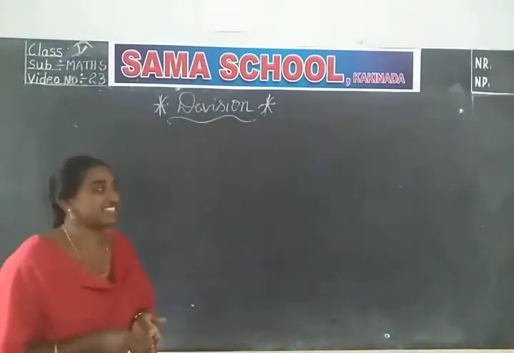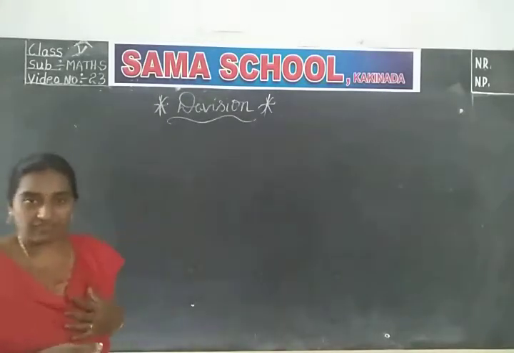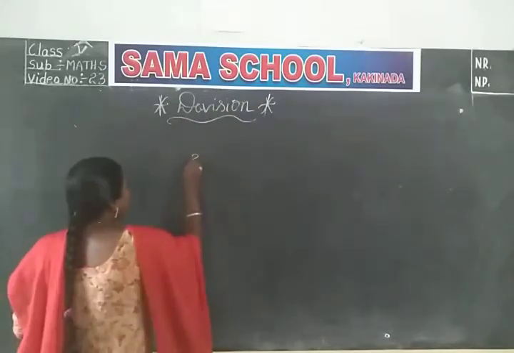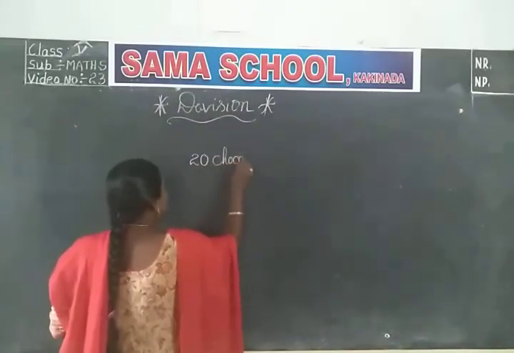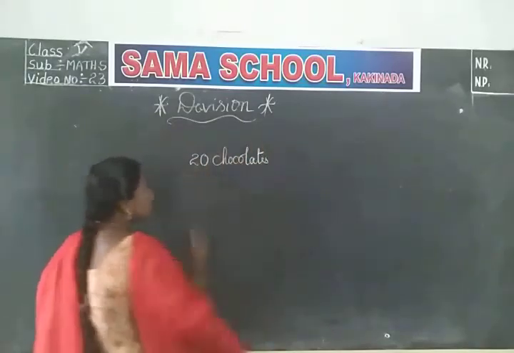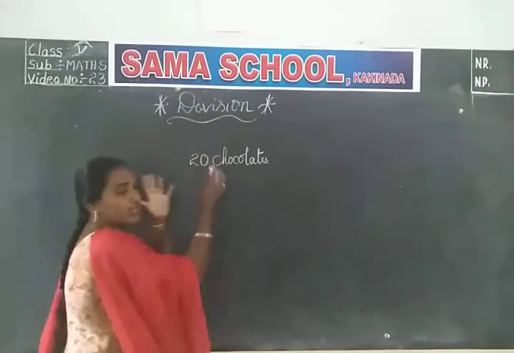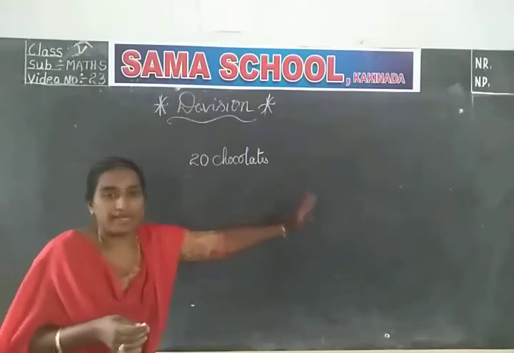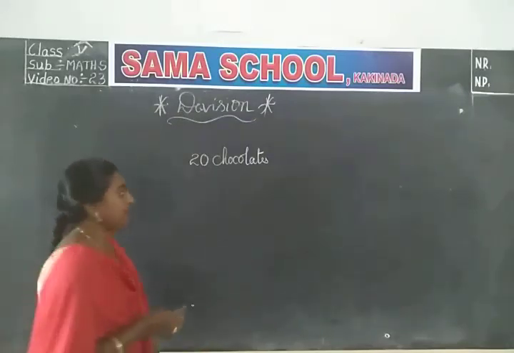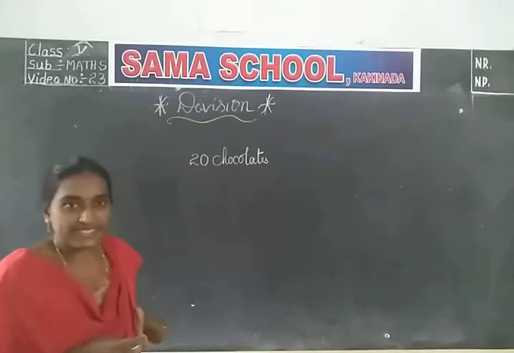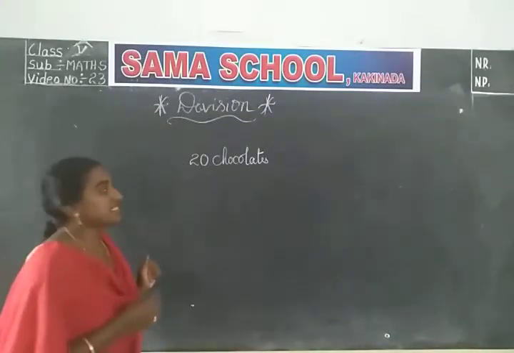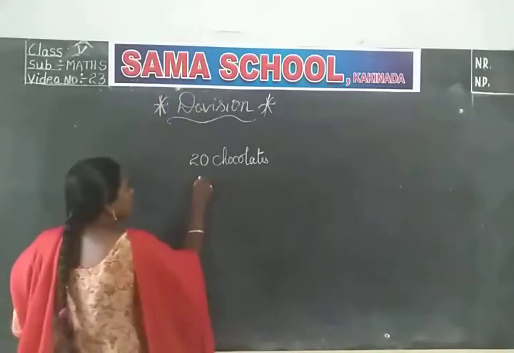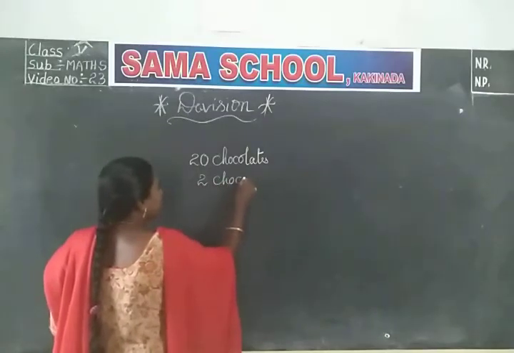Actually, the structure of division is not a new thing for you. You have learned it in the previous class. For example, you have 20 chocolates with you. This is the total item, total quantity. Now, you have to distribute this into equal parts. That is nothing but division. See here, these 20 chocolates, you want to distribute into equal groups. Each group should contain 2 chocolates. Did you understand my point?